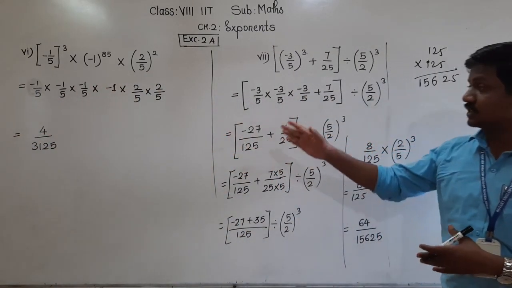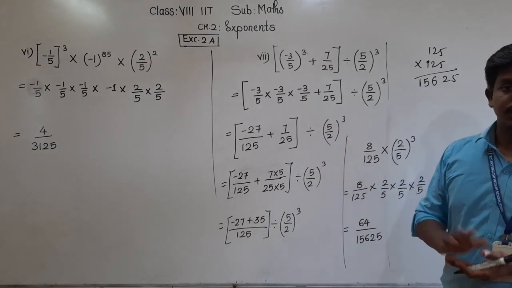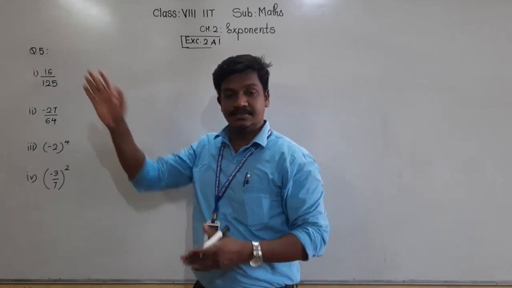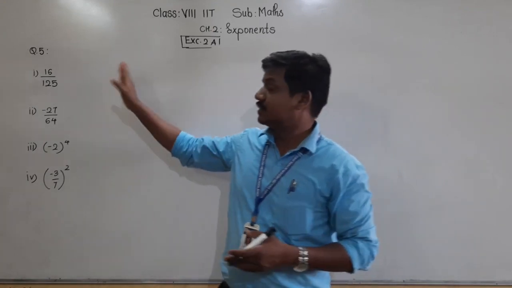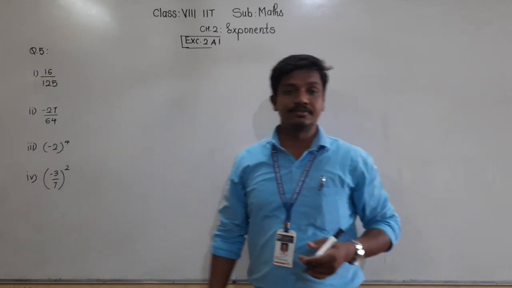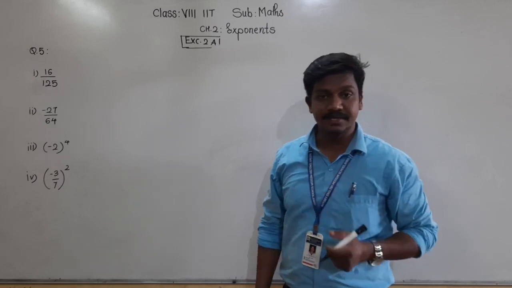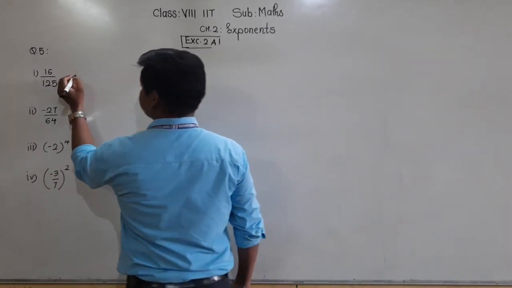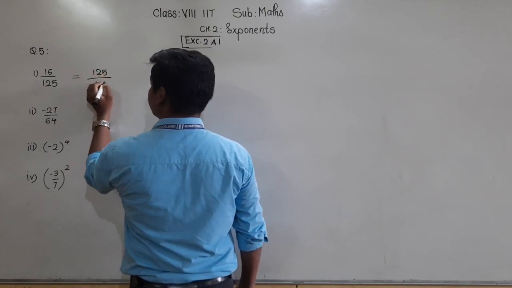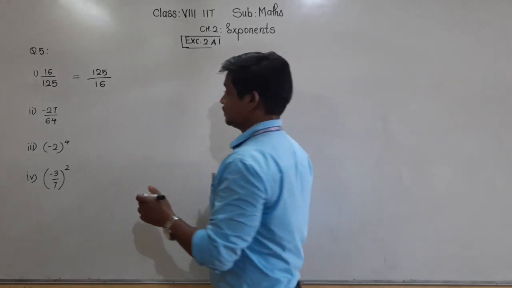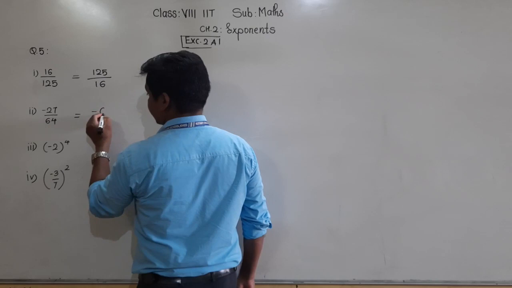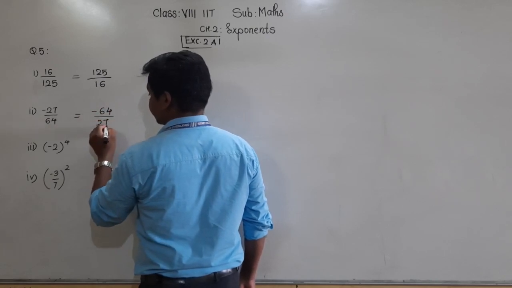Now pause this video, write these two examples in your notebook. We will see now the remaining. So students, see here question number 5 is: find the reciprocal of the given numbers. Okay. See here 16 upon 125. You know reciprocal means multiplicative inverse. So see here the reciprocal of 16 upon 125 is 125 upon 16. Correct? It's simple. Reciprocal of minus 27 upon 64 is minus 64 upon 27.